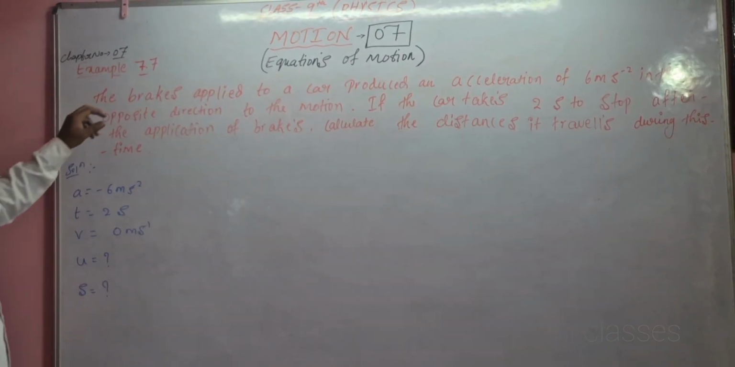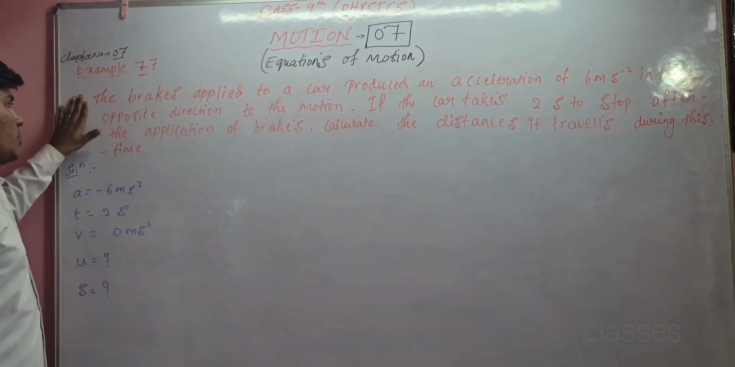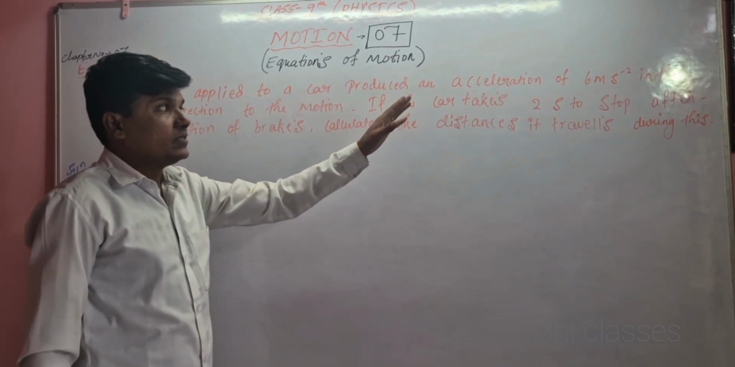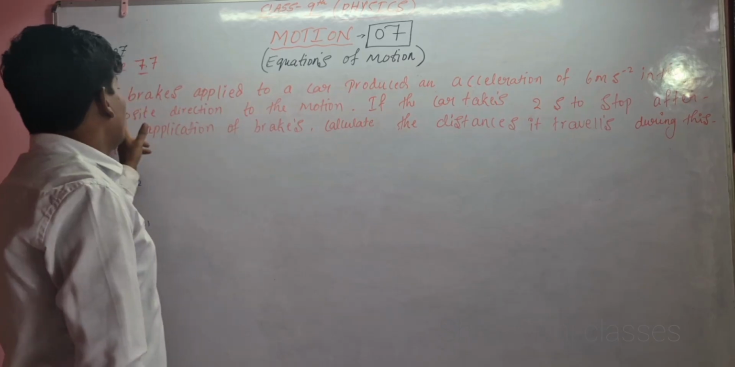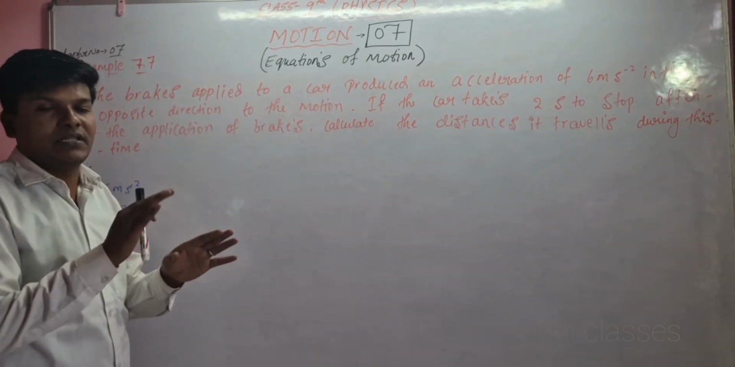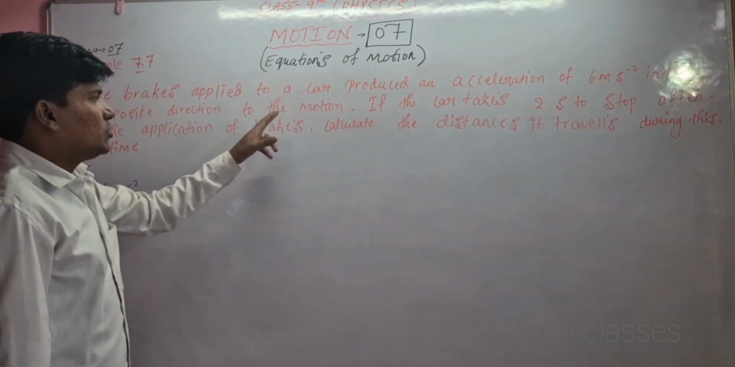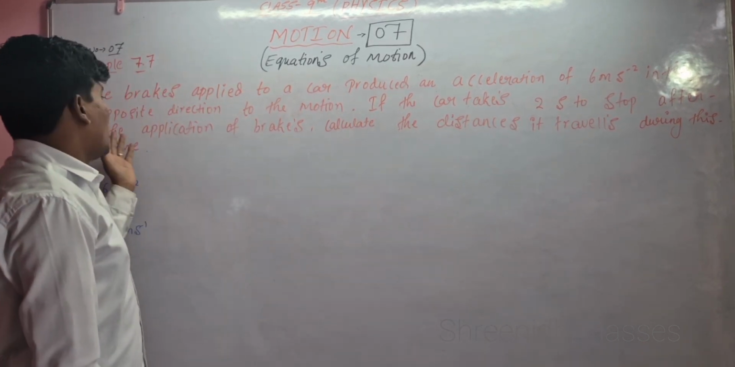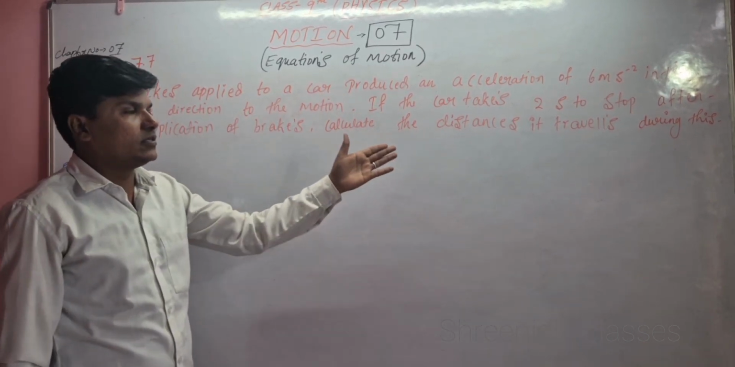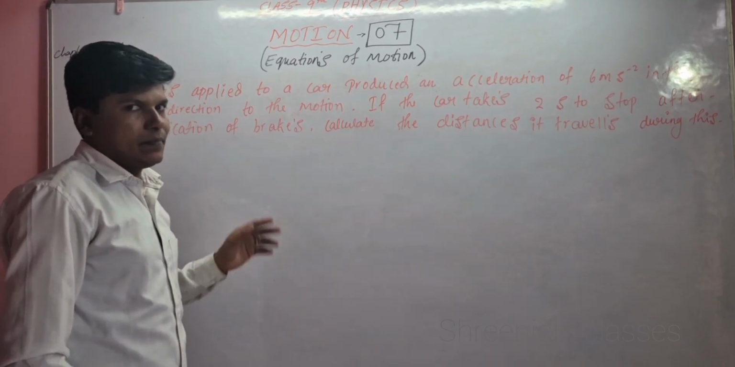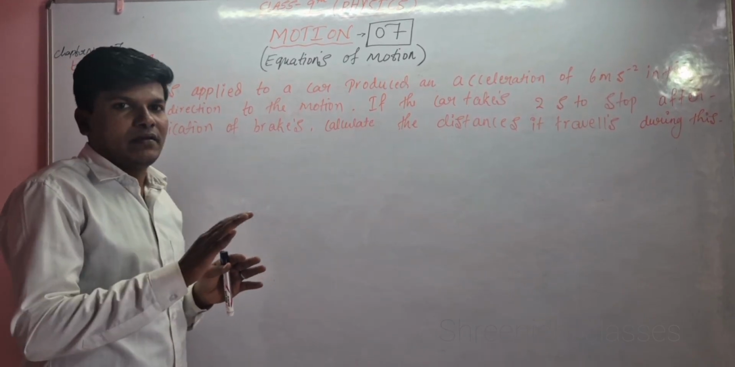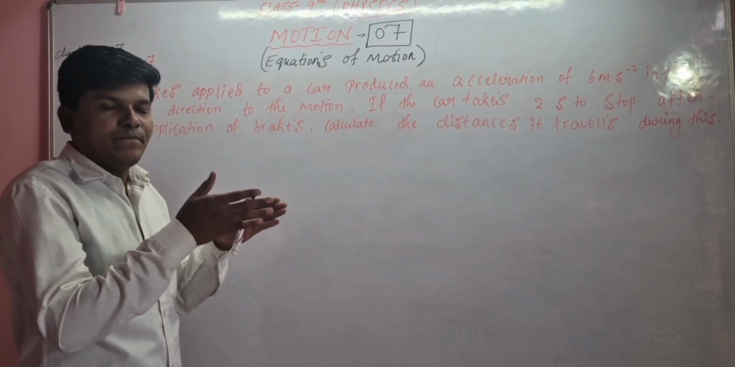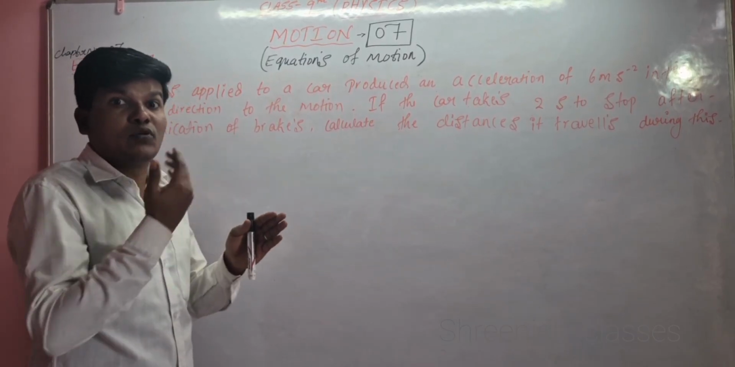Okay, this is the problem 7.7. The problem is the brakes applied to the car produced an acceleration of 6 meter per second square in the opposite direction. The opposite is nothing but we can take it as the minus to the motion. If the car takes 2 seconds to stop after applying the brakes, calculate the distance traveled during this time. When they apply the brake, when the car is moving at 6 meter per second in speed, suddenly they apply the brake in the opposite direction.